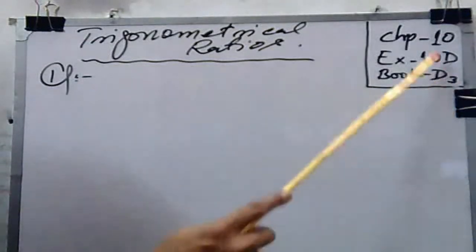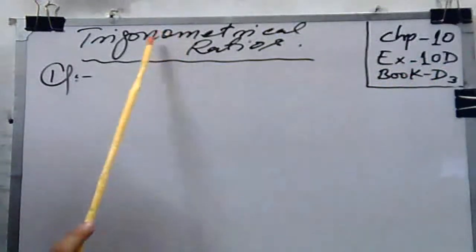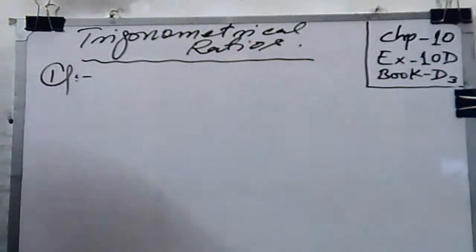Today we will discuss chapter number 10, exercise 10D, book D3, trigonometrical ratios. Question number 1. Use your calculator to find the following angles whose trigonometrical ratios are given. Give your answer correct to one decimal place.